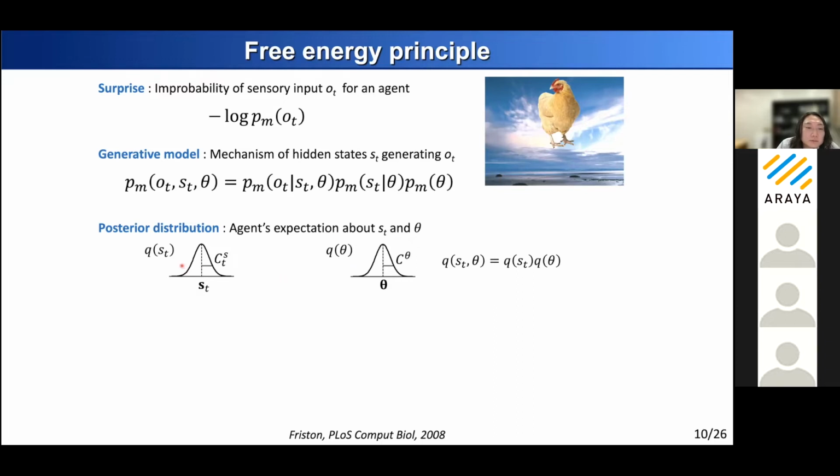So we sometimes assume that the posterior follows the Gaussian distribution. In this case, the mean value indicates the posterior expectation, and the covariance corresponds to our confidence about this value. And to make the calculation tractable, we usually assume the mean field approximation, in which we assume that the posterior belief about hidden state is independent of that of a parameter. Okay.